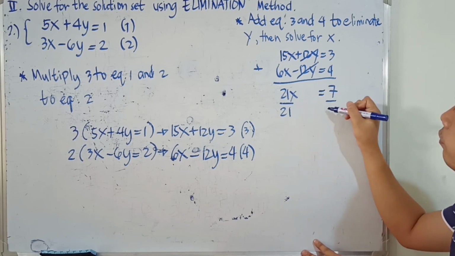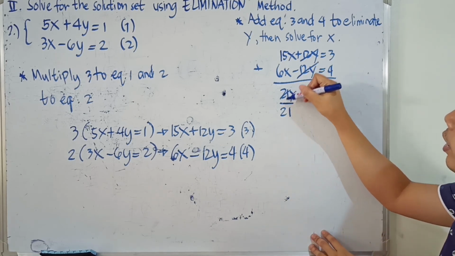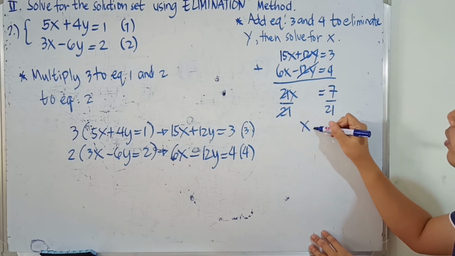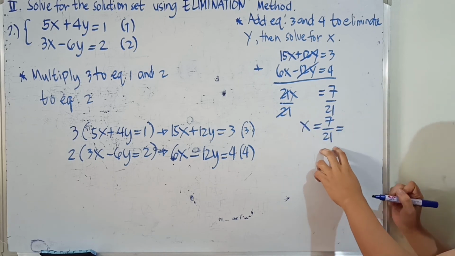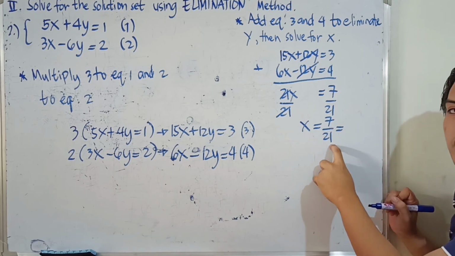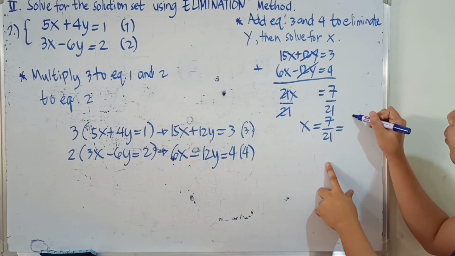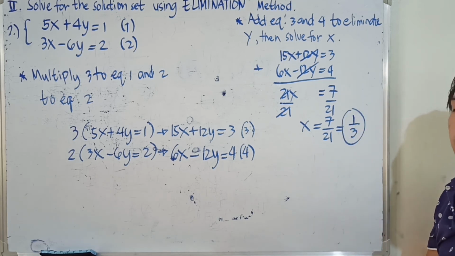So, we are going to divide both sides by 21. So, cancel natin ito siya. We have x is equal to 7 over 21. And 7 over 21 can still be simplified. So, divide natin yung numerator at denominator ng 7. We will have 1 over 3. So, 1/3 yung value ng x natin.